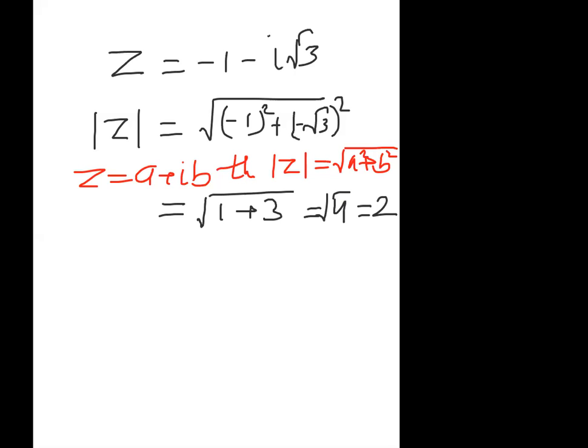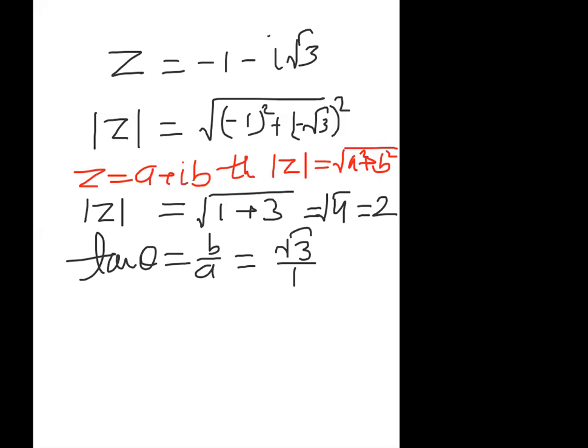So now we have got the value of mod z. Modulus we have calculated. After calculating the modulus, we will be able to calculate the argument, that is tan theta. The formula for tan theta is equal to b upon a. So it will be root 3 upon 1. So tan theta comes equal to root 3, tan inverse root 3 is 60, that is pi by 3.